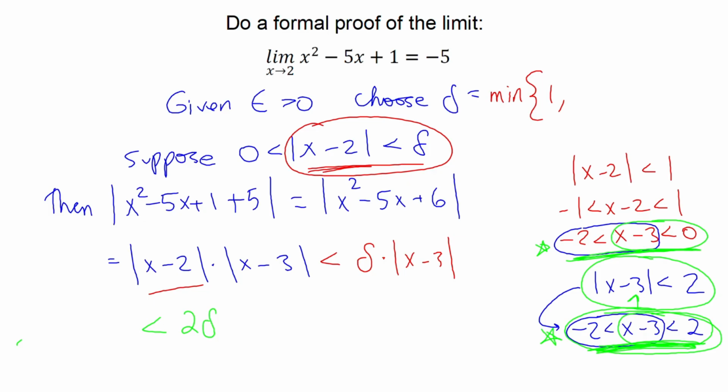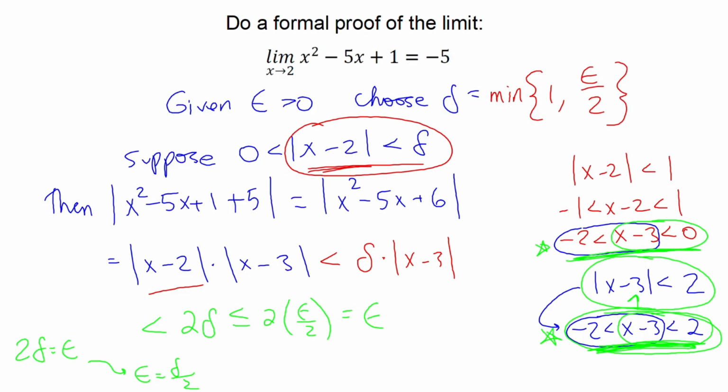And if I let 2 delta equal epsilon, then epsilon should be delta over 2. And so what we're going to say is that this is less than 2 delta, which is less than or equal to 2 times epsilon over 2, which is epsilon, which is slightly different than the previous ones, right? Where I have this less than or equal to in here. And we'll talk about why that is. Let me write my epsilon over 2 up here first. And that's the end of our proof.